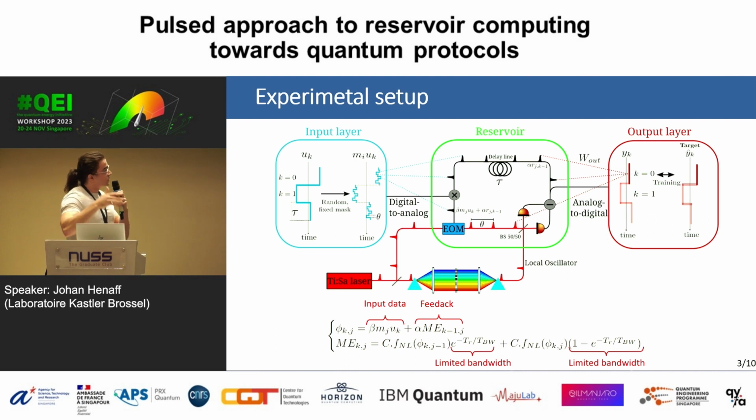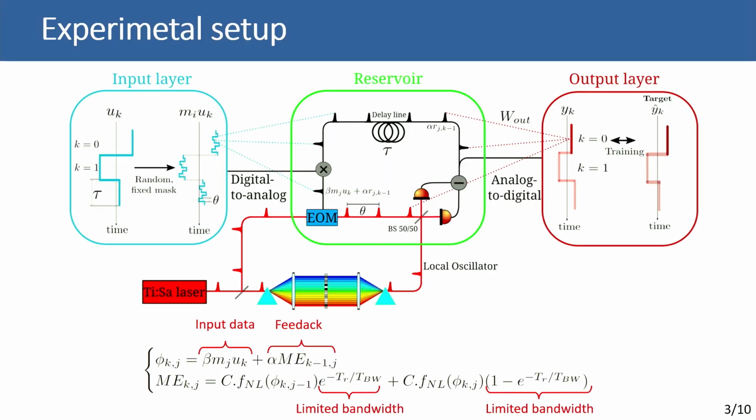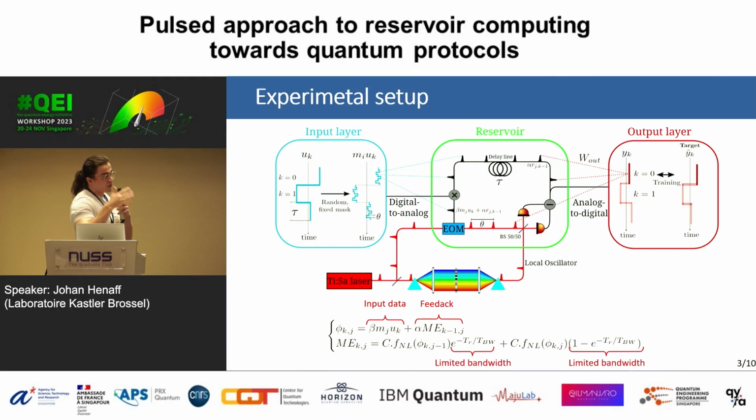Basically, what you do is you send a bunch of input data into the system, you record all the nodes' values with your homodyne detection, and then what you want to do is to determine the matrix W out that will connect the nodes of your reservoir with your output. And to do that, you just perform a simple linear regression between the nodes of the system, the values of the pulses, and the expected output.